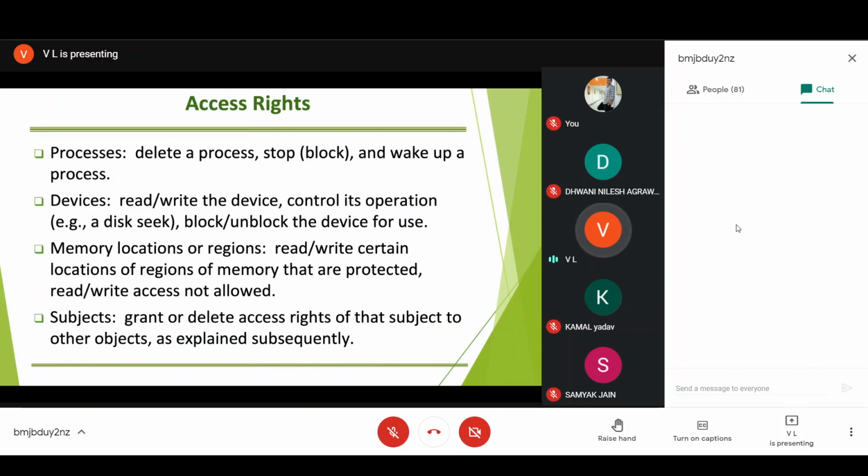Now, what could be the access rights? If we're talking about a process, then a person can launch a process, a person can delete a process, it can stop that process from running or kill the process, or it can wake up a sleeping process.